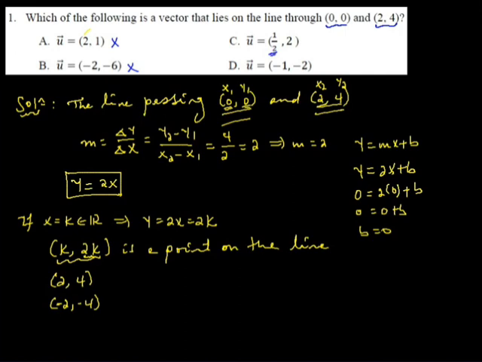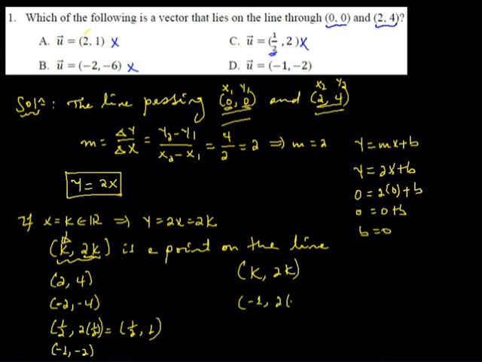Let's check for C. If I take 1 over 2 in place of k, then the second entry becomes 2 times k, which is 2 times 1 over 2, which is 1. So the vector is (1/2, 1). Still, C cannot be the answer. Again, let's check for D. In D, we have (-1, -2). Whenever k is minus 1, y becomes 2 times k, which is minus 2. Therefore, (-1, -2) is a vector on the line L. So our answer for this problem will be D.